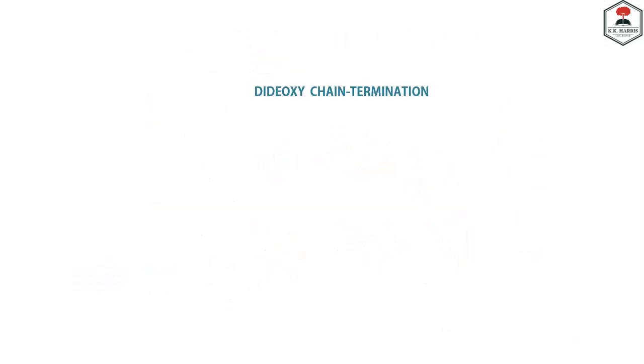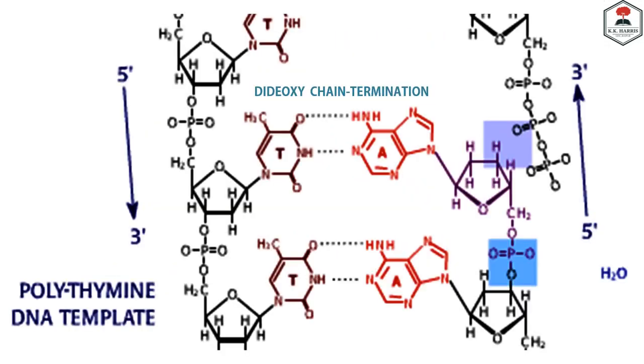Dideoxy chain termination. The violet box shows how a ddNTP is unable to form a bond with phosphorus due to lack of hydroxyl group, hence terminating the synthesis.